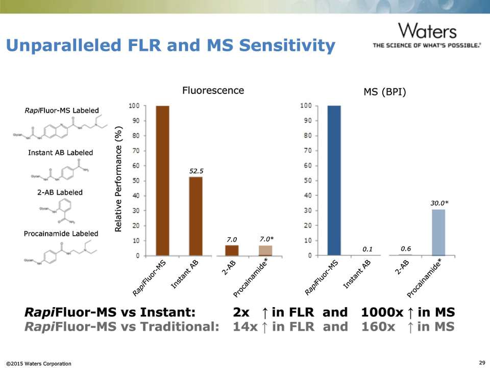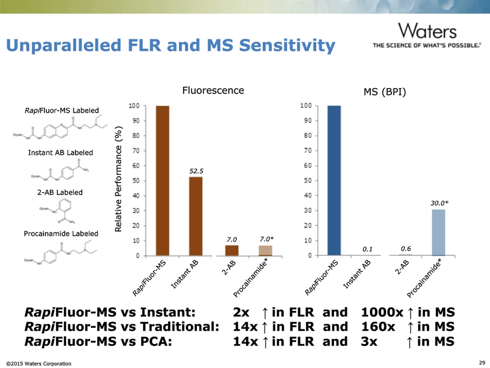If you look at RapiFluor-MS against what is a traditional label, 2-aminobenzamide or 2AB, we see a 14x increase in fluorescence and a 160-fold improvement in the MS. And finally, looking at procainamide, which is often used as a label when MS sensitivity is necessary, in comparison to RapiFluor-MS, RapiFluor yields, again, a 14x improvement in FLR response and a 3x improvement in MS response. So in comparison to other labels, we're not only getting a fast labeling, but also improving our ability to detect and monitor those structures.